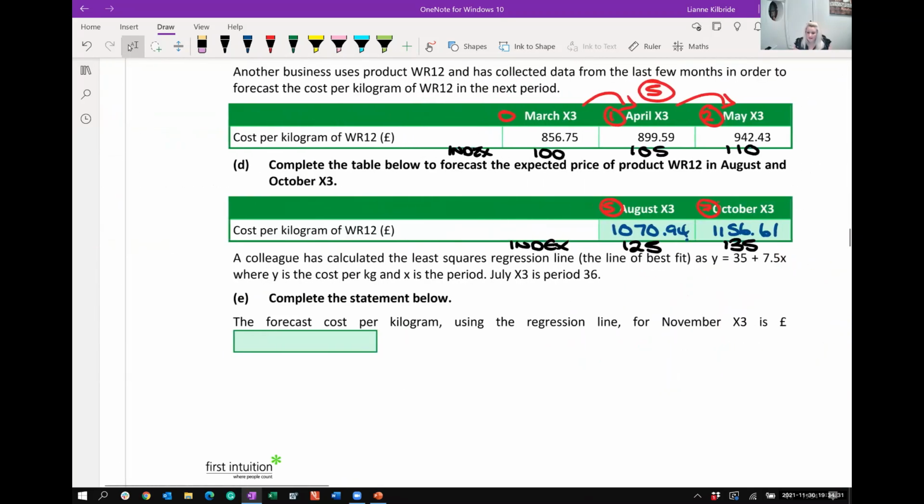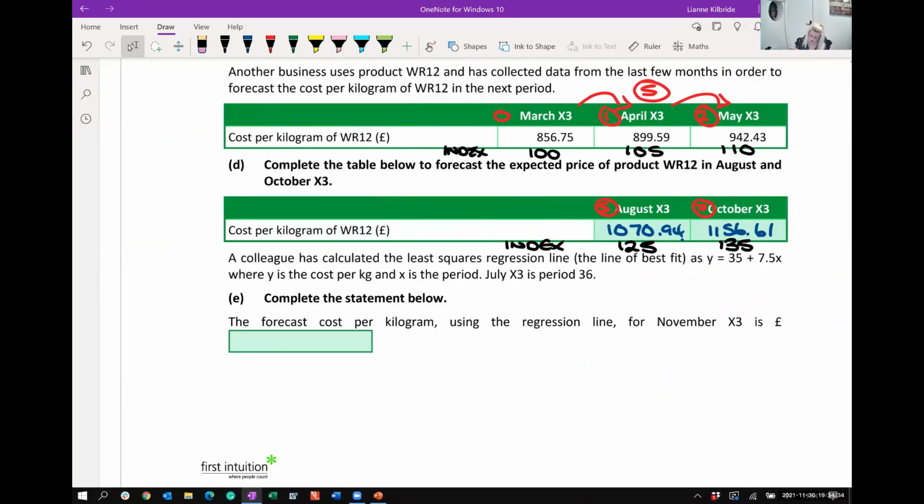Okay, right, the last part then of this question says a colleague has calculated the least squares regression line, which is the line of best fit if we think of the graph, as y. I'm just going to make it a bit clearer. Y equals 35 plus 75 multiplied by x. So we know 35 is the fixed cost. B is the variable cost.